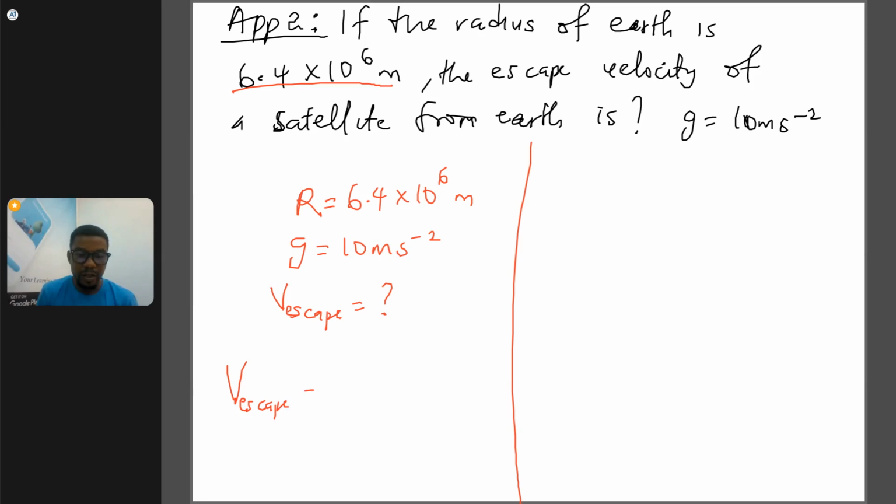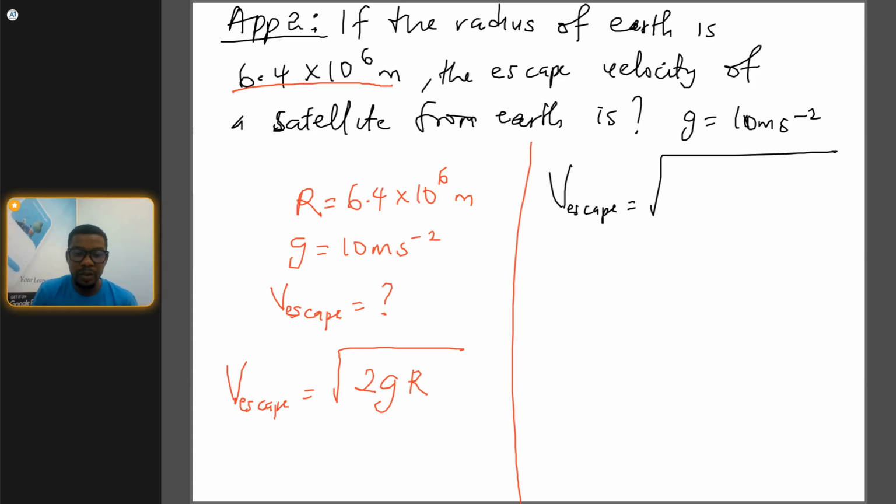Escape velocity equals the square root of 2gR. So if you are going to substitute the information you have, that means v escape equals the square root of 2 times g, which is 10, multiplied by the radius, capital R, 6.4 times 10 raised to power 6.